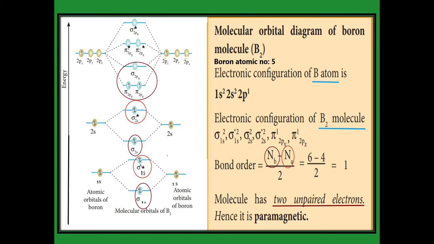And in the molecular orbitals, pi 2py contains 1 electron and pi 2pz also 1 electron. They are not paired, so we have 2 unpaired electrons, so they show paramagnetic character.